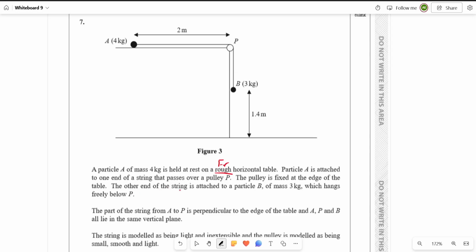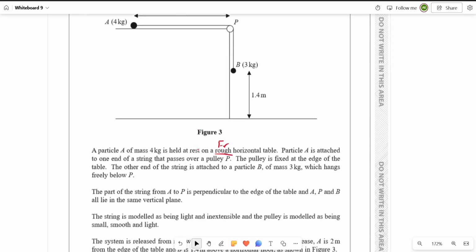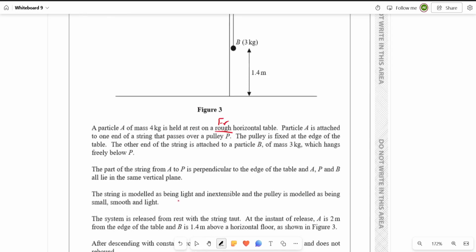The other end of the string is attached to a particle B of mass 3 kilograms, which hangs freely below P. The part of the string from A to P is perpendicular to the edge of the table. A, P, and B all lie in the same vertical plane. Okay. The string is modeled as being light and inextensible.